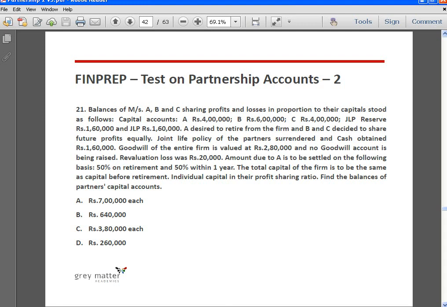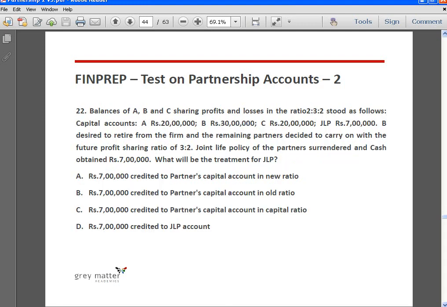And they're saying that the total capital of the firm is to be the same as capital before retirement. So the total capital of the firm before A retired is 14 lakhs, right? And B and C want to share profits in future equally, and in future they want to maintain their capitals also in the profit sharing ratio. So now it's very simple. Total capital of B and C is to be 14 lakhs. They are going to share equally, and they want to maintain their capitals also in their profit sharing ratio, which means the individual capitals of B and C should be 7 lakh each.